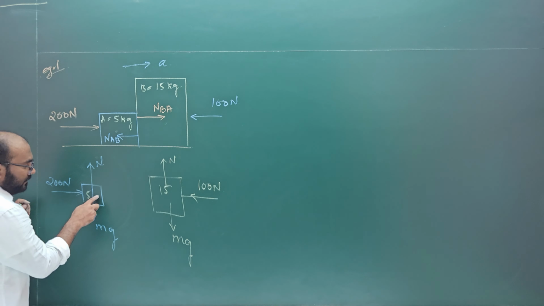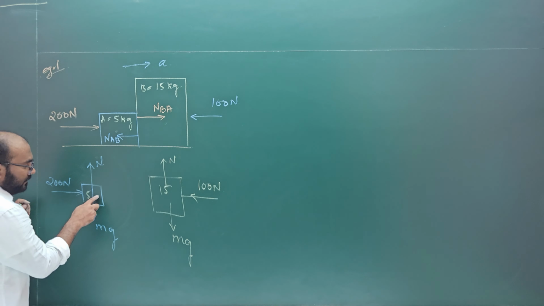Now, let us try to write the equation for this body. So for A, where is the acceleration? In this direction. Body A is also moving in this direction and body B is also moving in this direction. Yes or no? So 200 will be greater or NAB is greater? Obviously, 200 will be having a greater value. So 200 minus NAB equals MA, and M is 5 kg, and we don't know the acceleration. Let's say this is equation number 1.